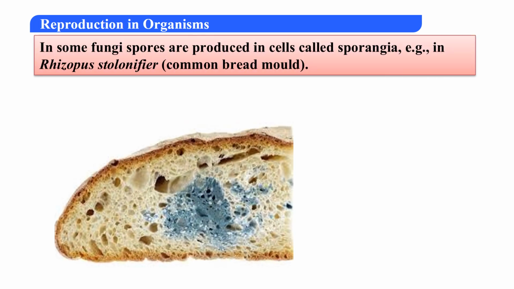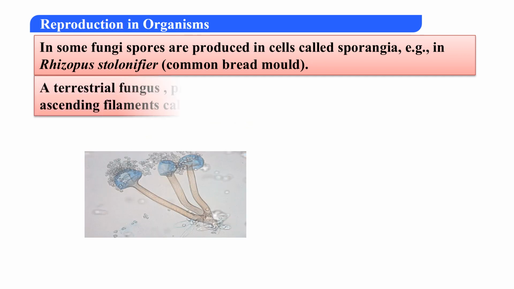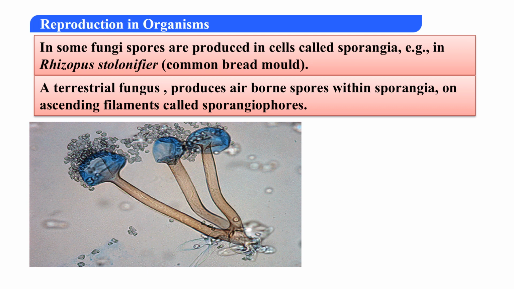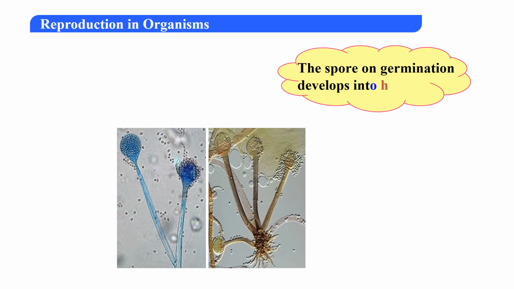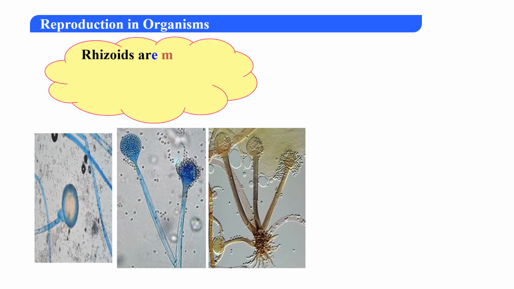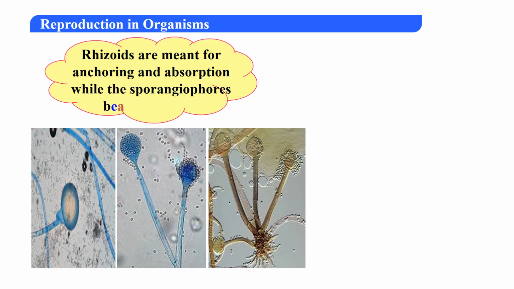In some fungi, spores are produced in cells called sporangia. Example, in Rhizopus stolonifer, common bread mold, etc. This terrestrial fungus produces airborne spores within the sporangia on ascending filaments called sporangiophores. The hyphae branch and give rise to the rhizoids, sporangiophores and stolons. The spores on germination develop into hyphae. Rhizoids are meant for anchoring and absorption while the sporangiophores bear the spores.